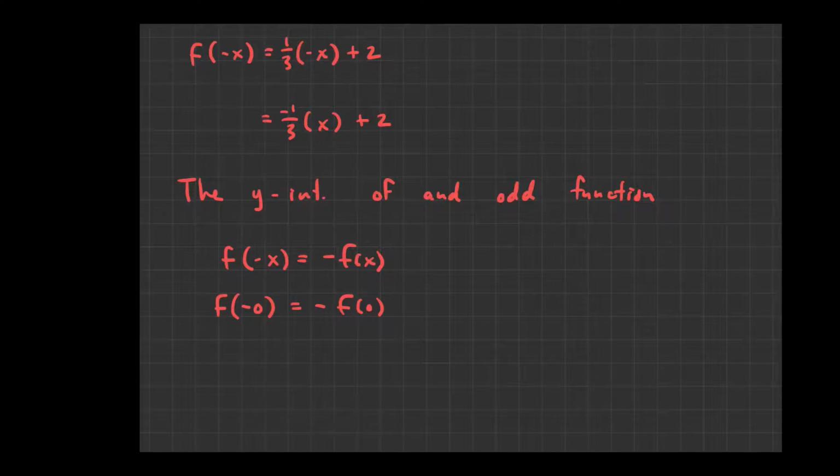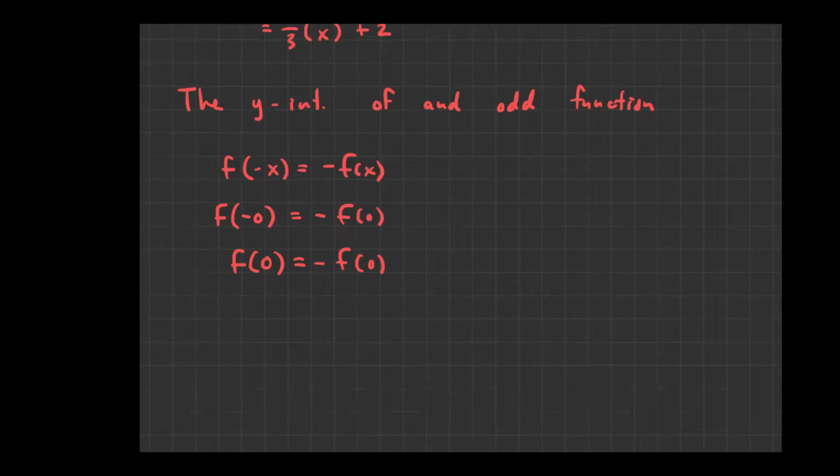Well, what's f of 0 then? Or sorry, what's negative 0? That should be 0 itself. So we want f of 0 to be equal to negative f of 0. What number is the same no matter if it's positive or negative? 0. It's got to be 0. So the only way this equation is satisfied is if these two are the same number, both positive and negative, and 0 is the only number that satisfies that.